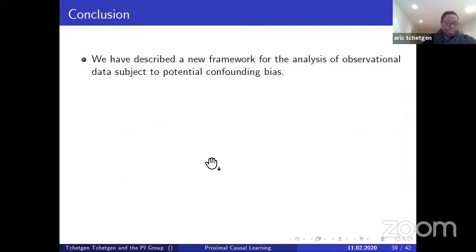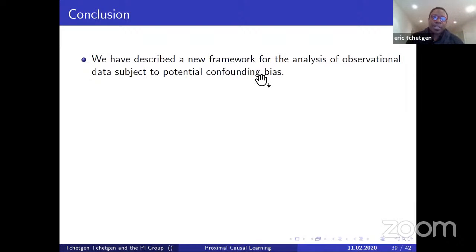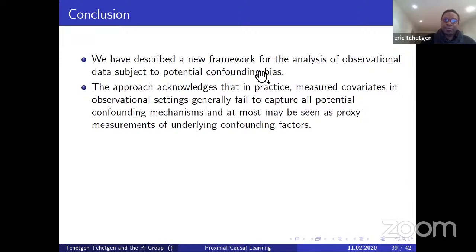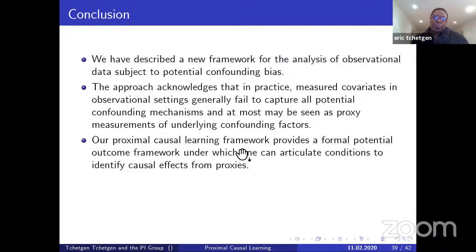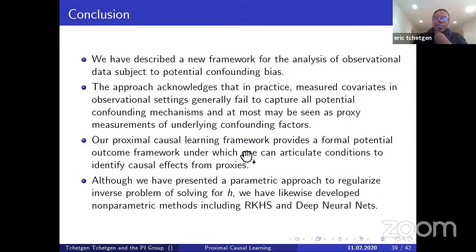So let me just close, so in case there are some questions, we have a little bit of time. So we've described a new framework for the analysis of observational data subject to potential confounding bias. The approach acknowledges that in practice, measured covariates in observational settings generally fail to capture all potential confounding mechanisms, and at most may be seen as proxy measurements of underlying confounding factors. Our proximal causal learning framework provides a formal potential outcome framework under which one can articulate conditions to identify causal effects for proxies. Although we've used parametric models, we can also use less parametric models.